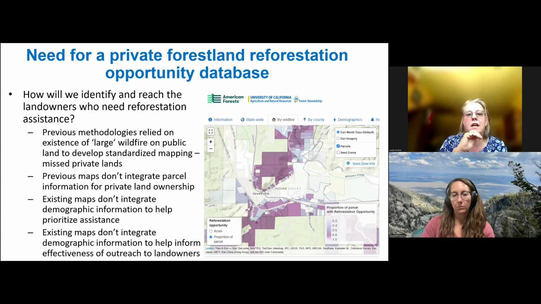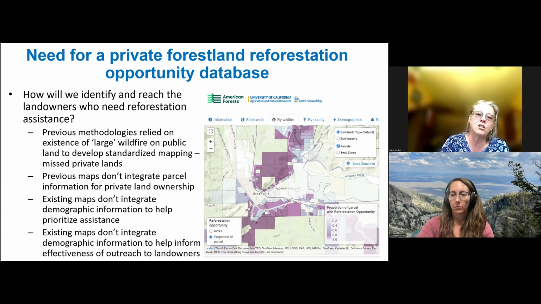So what we decided was we wanted to have a methodology that we could use to look at everything across the state at the same time. That would help agencies, statewide agencies, prioritize. It should also really look at individual fires that could help local agencies and nonprofits prioritize where to provide assistance to landowners.